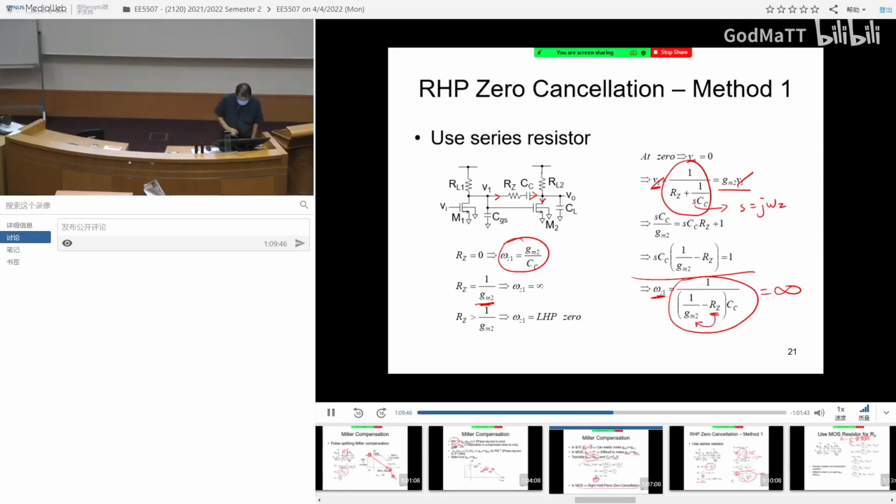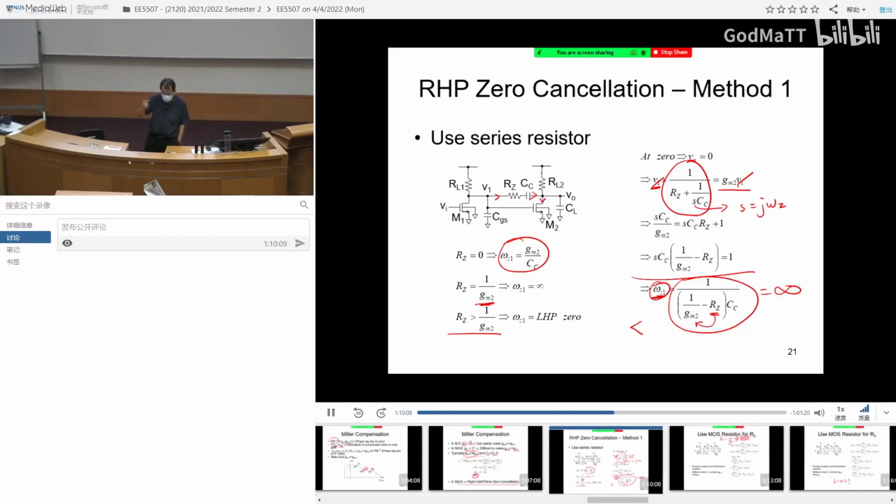Now, if RZ is bigger than 1 over GM2, now this guy becomes negative. So instead of having a right half plane zero, now you actually have a left half plane zero. Left half plane zero is good. Why? Because a left half plane zero introduces phase lead. Remember, all the trouble about stability is because you keep introducing phase lag. So you reach 180 degrees. But if you are able to introduce phase lead, it will be moving further away from 180 degrees. Okay? So this is what we had before.